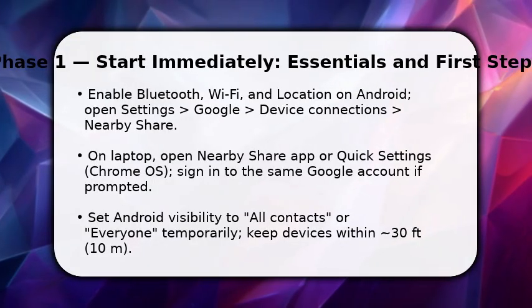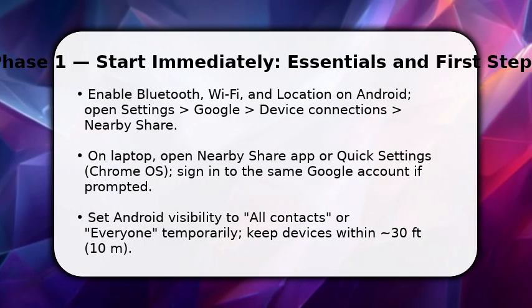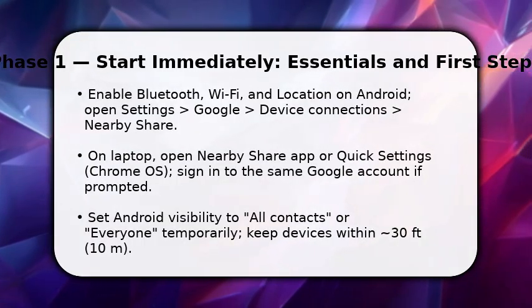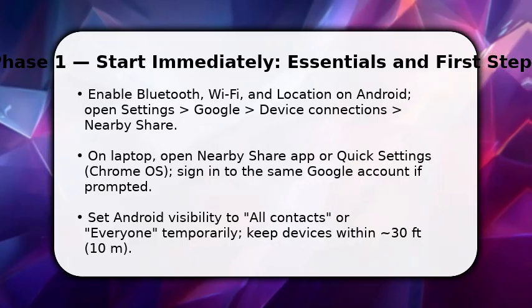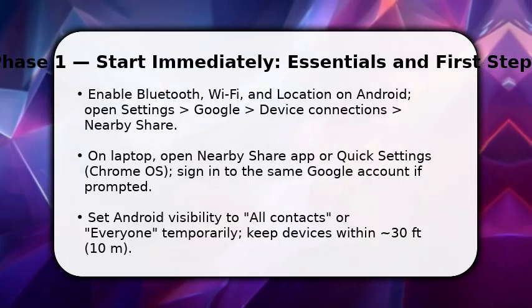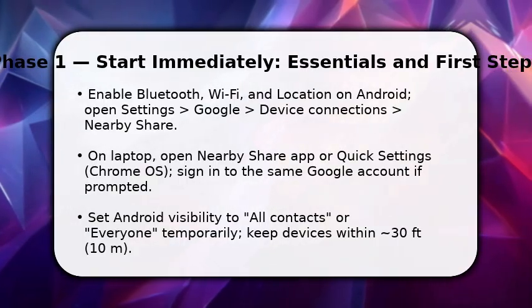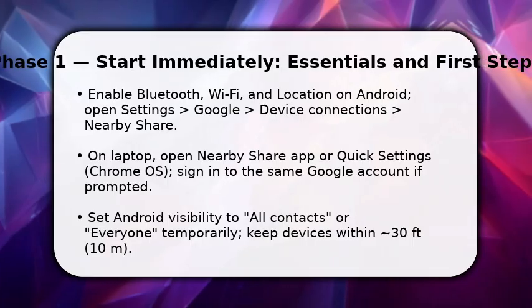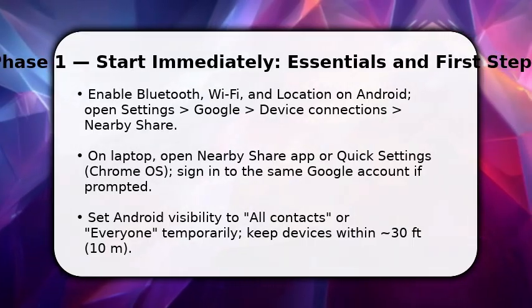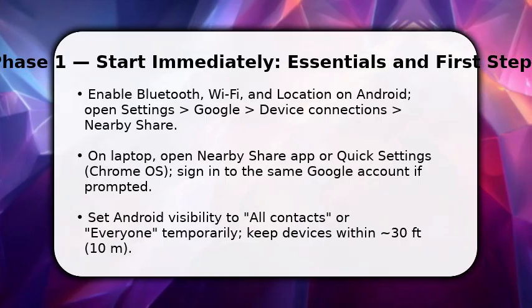You'll begin by turning on the essentials: Bluetooth, Wi-Fi, and location on your Android, because Nearby Share uses all three for discovery and transfer speed. Open Settings, Google, Device Connections, Nearby Share and toggle it on, then set visibility to a temporary broad option so your laptop can detect you.